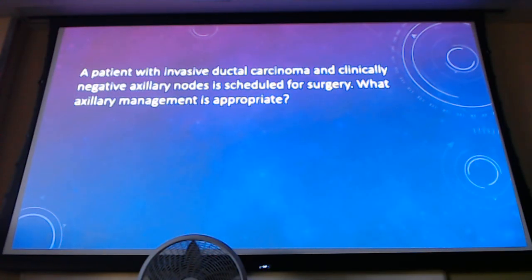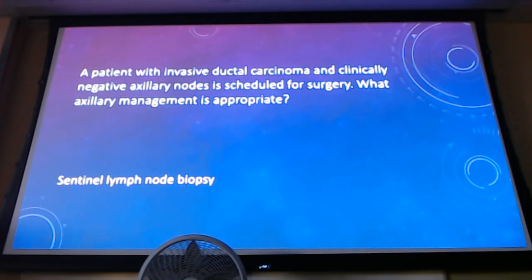Cool. All right, a patient with invasive ductal carcinoma and clinically negative axillary nodes is scheduled for surgery. What appropriate axillary management are we going to do? Are we just going to say, oh, they're clinically negative, we don't have to do anything? No, because it could be subclinical, right? So what's our first step of evaluating our lymph nodes? Which is called what? Sentinel node biopsies. Good, right?